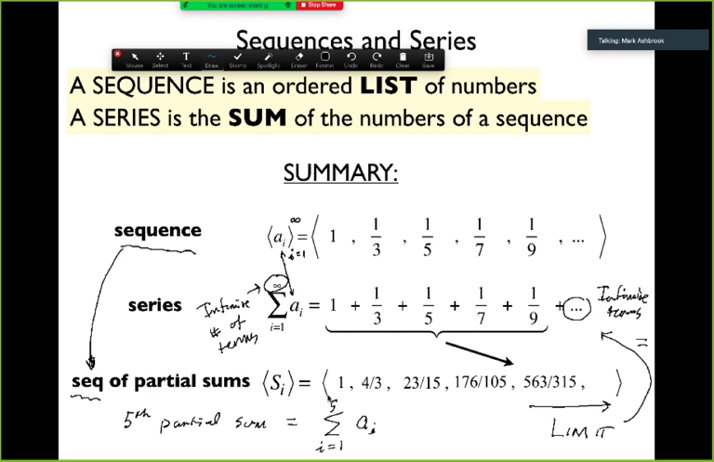So this would be a partial sum. An infinite series has no last term. That's why I put an infinity there. In a partial sum, this tells us which values of i we're going to evaluate the formula at and add together. So if we go from i equals 1 to 5, that's the fifth partial sum.